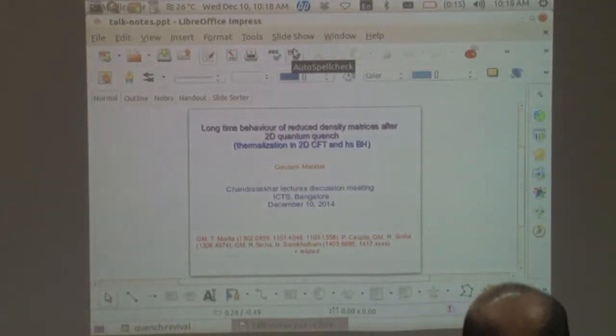So that's what it is, and maybe in view of, oh, my battery is dead also. Anyway, now I'll go to the blackboard. Can somebody do something about this?